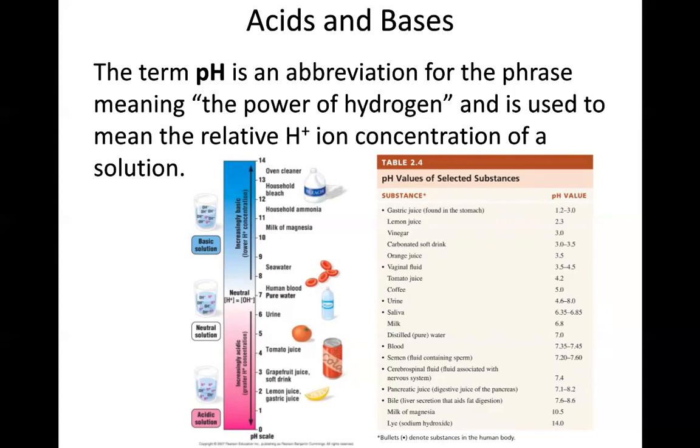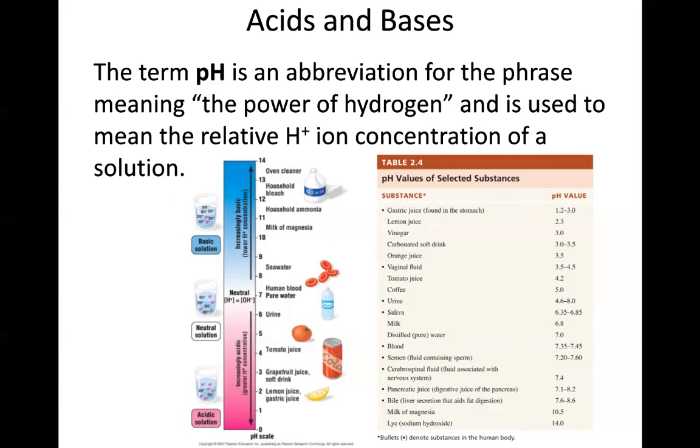As far as the table goes, the table has listed pH values of selected substances. Some of these we'll get to know, like gastric juice, that's our stomach, very acidic, and that's because we produce the hydrochloric acid in there. You can see it can be as low as 1.2.